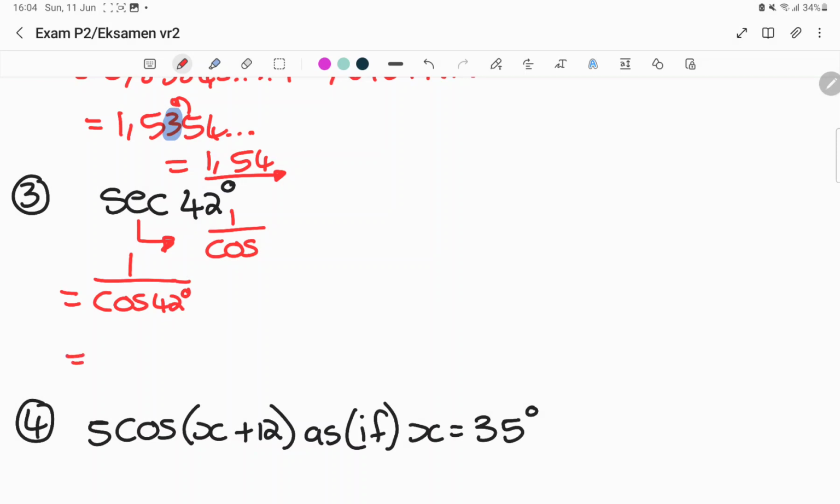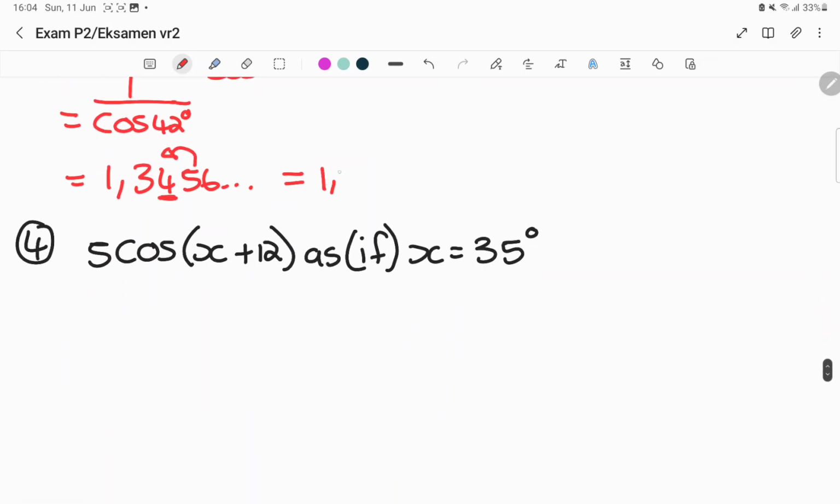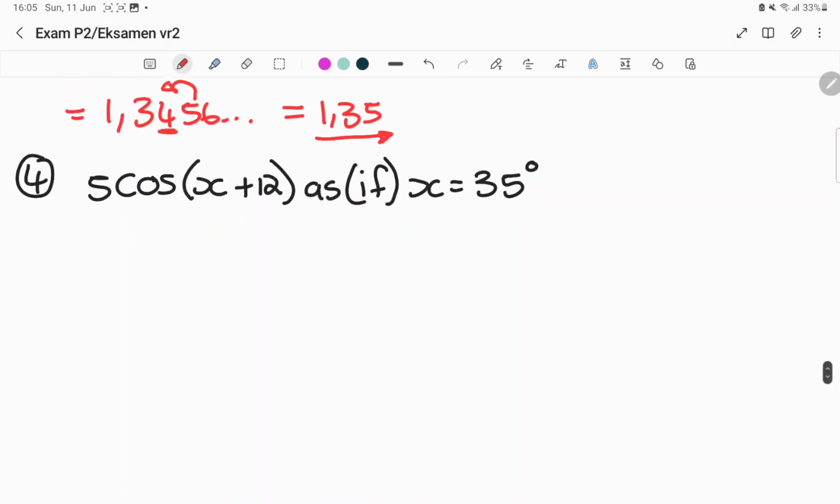Alright, so I'm going to press my fraction button on my calculator. I'm going to put a 1 at the top. At the bottom I'm going to say cos. Into my bracket I'm going to put the 42, close my bracket, and it will give me an answer of 1,3456, etc. And if I round it off, there's my second decimal. Next to it I have a 5. So it will become 1,35.